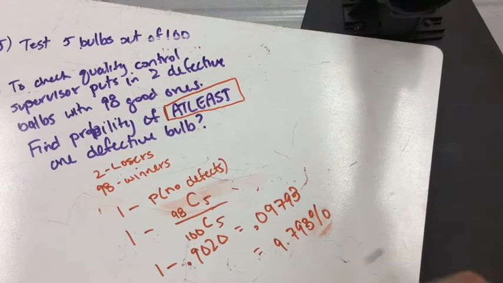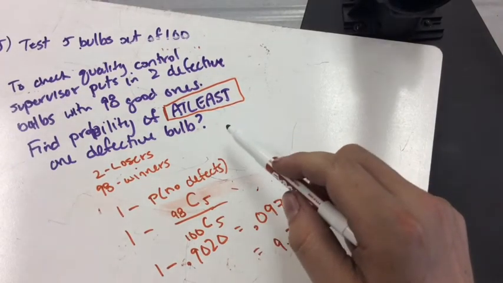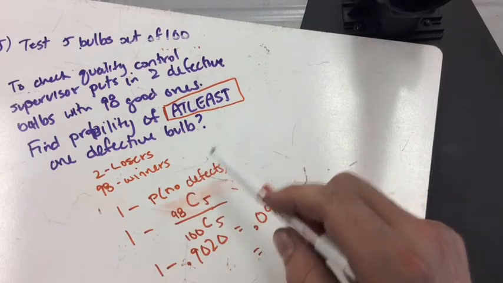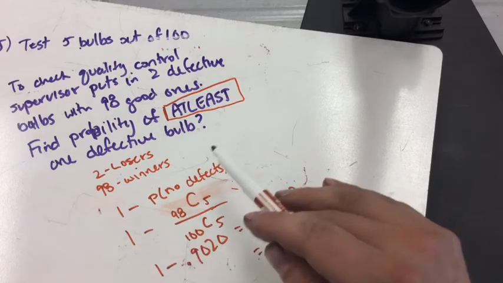Okay, again, at least is a key indicator that we want to do 1 minus no defects. Okay, so if it says at least 1, we want to do 1 minus the probability of none.